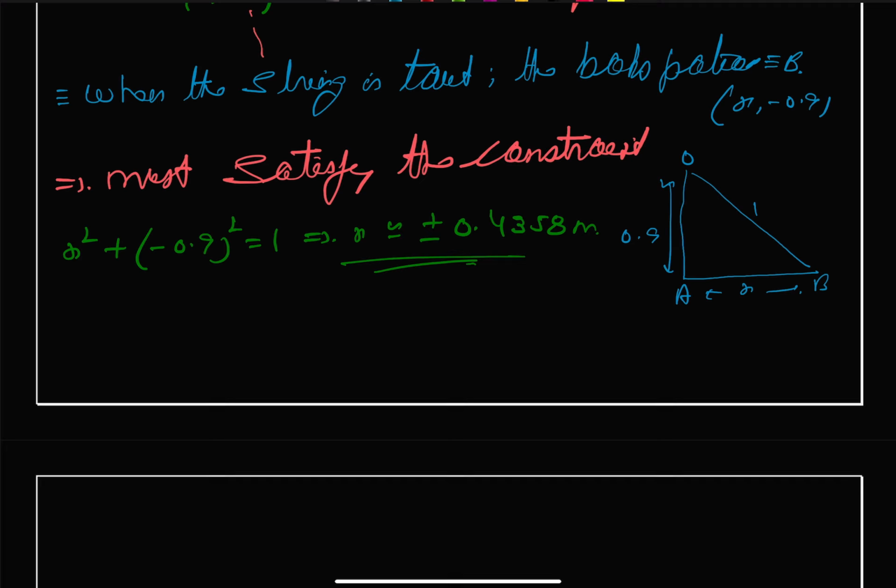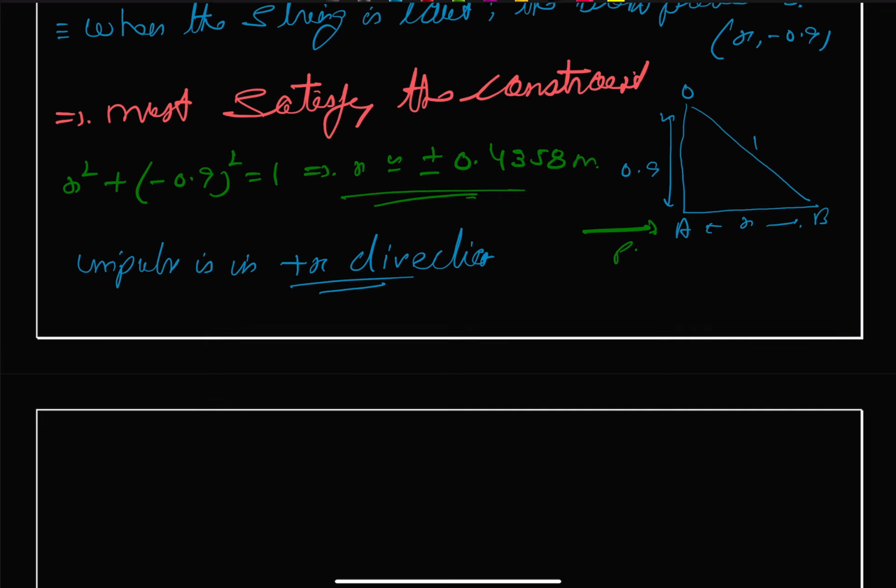We assume that the impulse is in this direction, so we are going to take x as positive. The impulse is in the positive x direction, and that impulse is our P, whose value is given to us as 0.2.